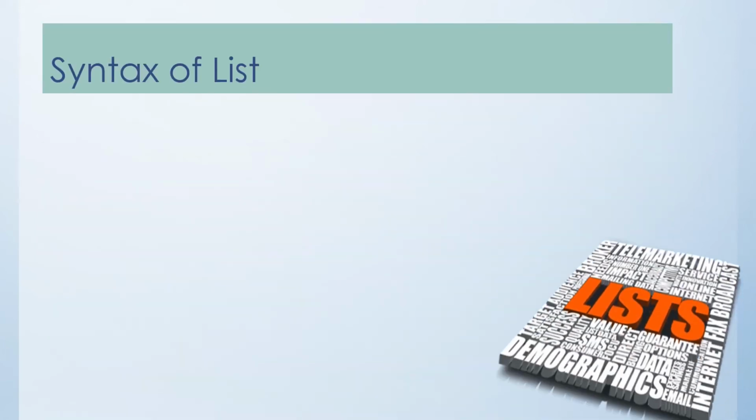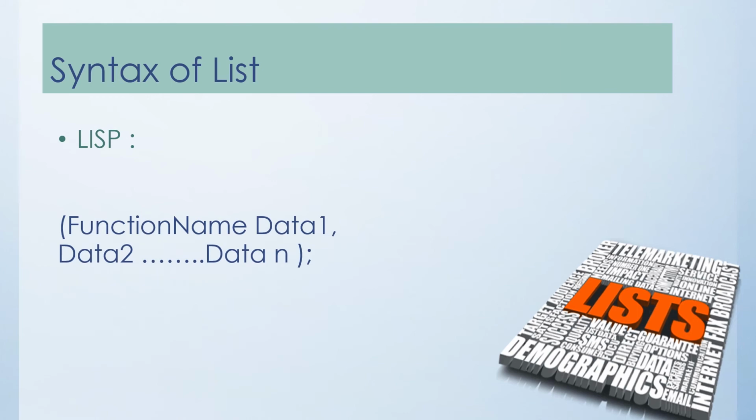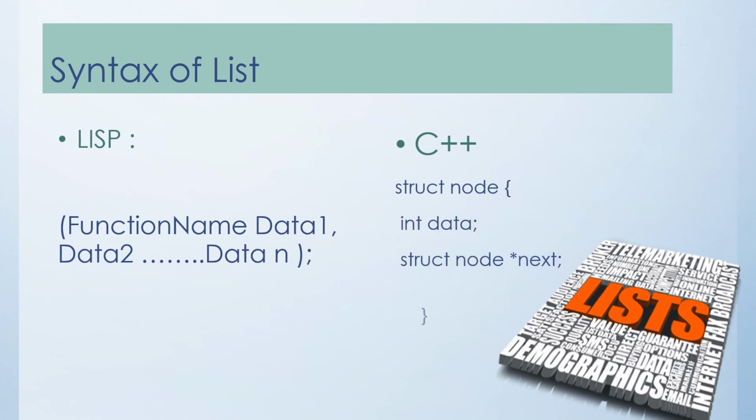The Lisp syntax represents a typical list structure as function, name, data1, data2 up to data n. In C++, the list is represented as abstract data type known as linked list with structures as basic components. The typical declaration of the linked list is as follows: struct node, int data; struct node pointer next, which points towards the location.